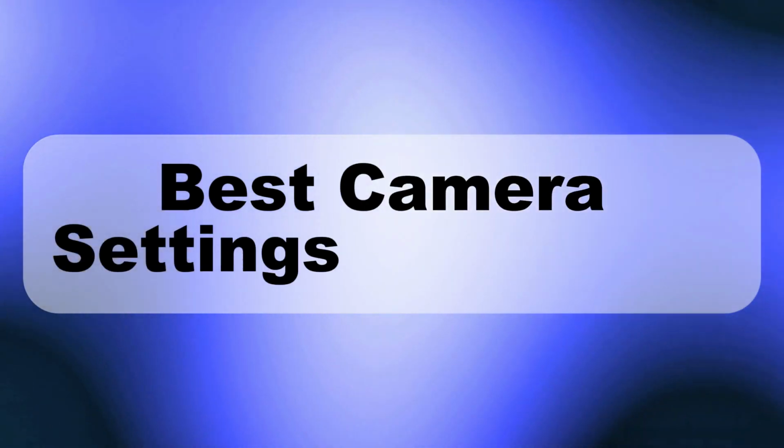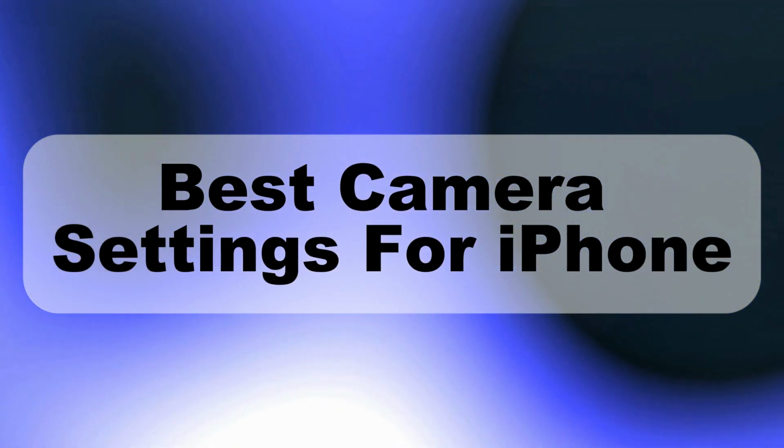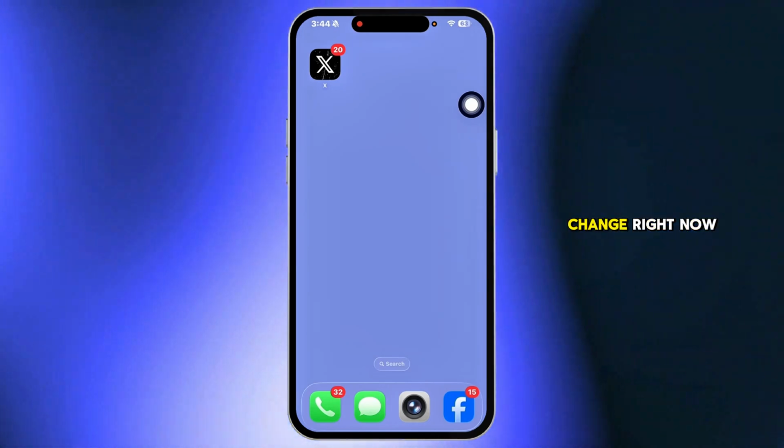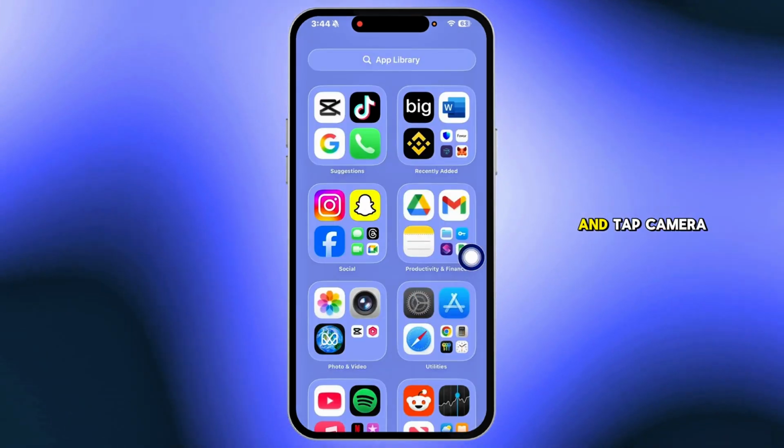Want to get the sharpest videos and highest quality photos from your iPhone camera? Here are the best settings to change right now. First, open Settings and tap Camera.